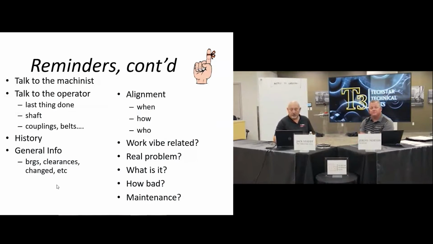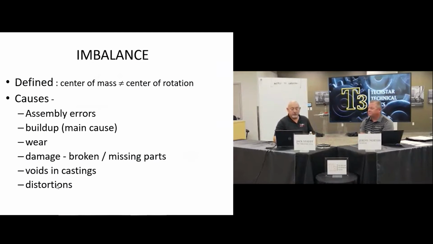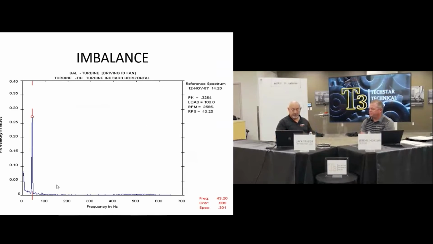All right. So yeah, do we have any maintenance going on? So all right. Issues as far as unbalance. You know, we have center of mass, center of rotation, assembly errors, buildup, probably one of the main causes for unbalance. Wear, damage, broken or missing parts, voids in casting, and distortion. Maybe the fan blade is, or we have a squirrel cage that's bent and distorted, causing a heavy spot. Kind of what the data would look like.